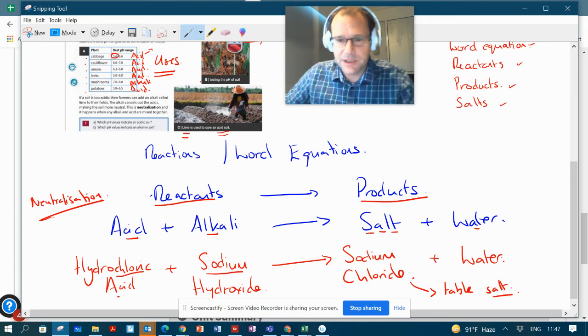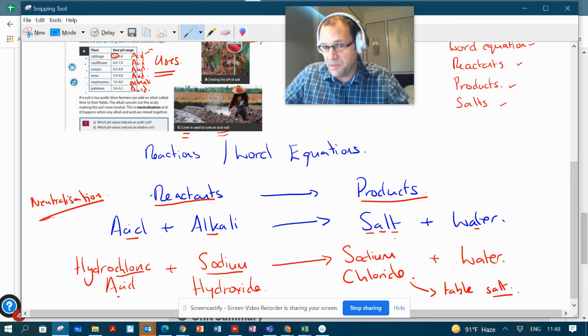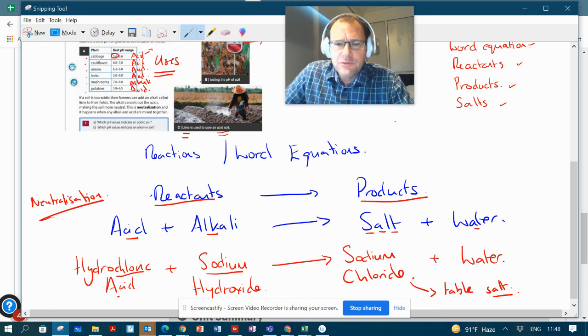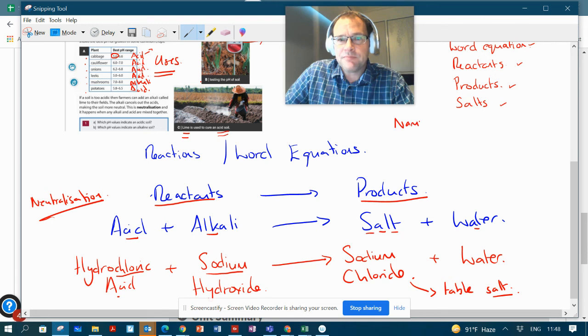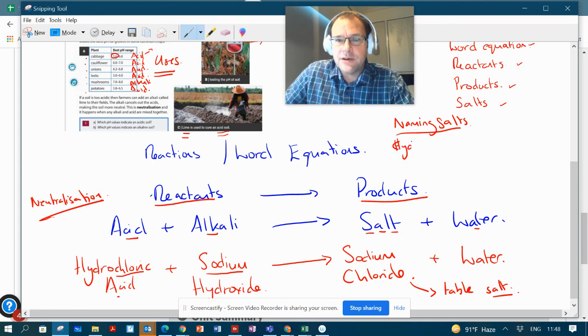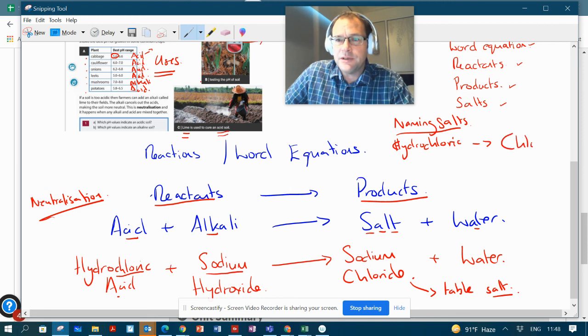And salt is just a generic term for a compound that's formed from an acid and alkali reaction, or acid and base reaction. And there's a few rules we need to remember here. If we want to work out the name of the salt, so naming salt: if the acid is hydrochloric acid, it forms salts with the name chlorides.